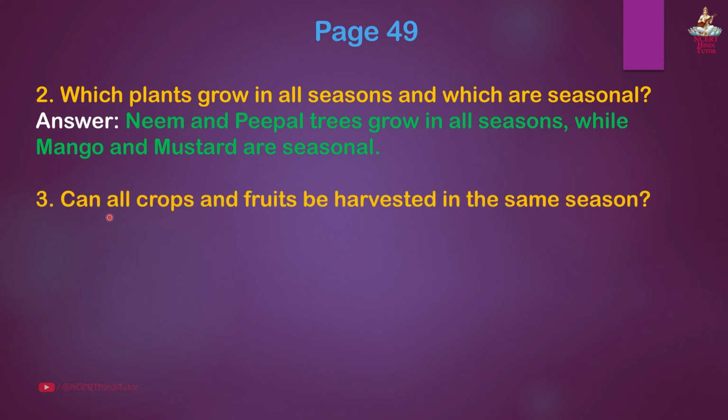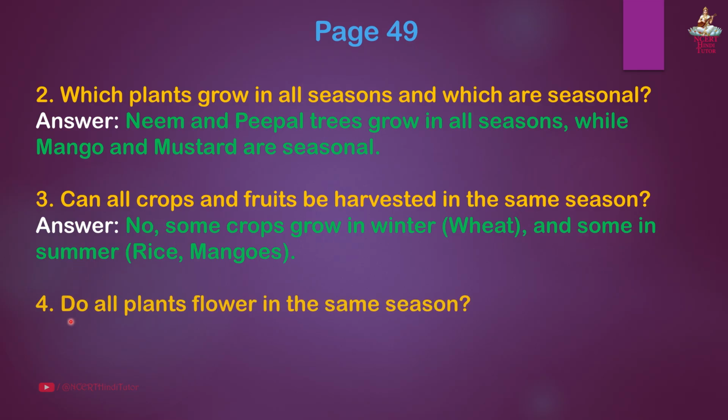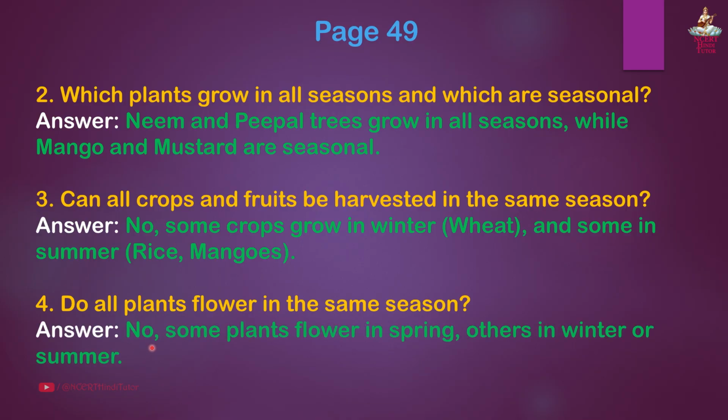Question 3. Can all crops and fruits be harvested in the same season? Answer: No. Some crops grow in winter, wheat, and some in summer, rice, mangoes. Question 4. Do all plants flower in the same season? Answer: No. Some plants flower in spring, others in winter or summer.